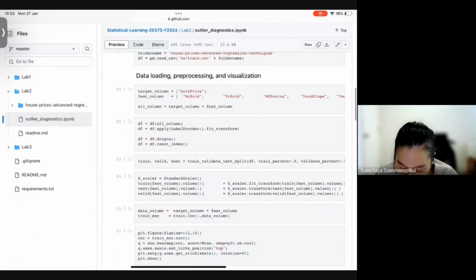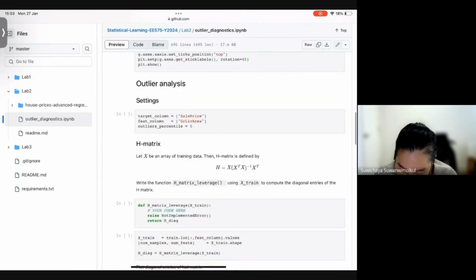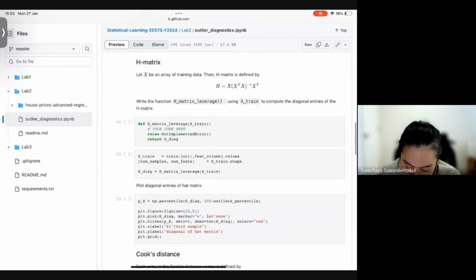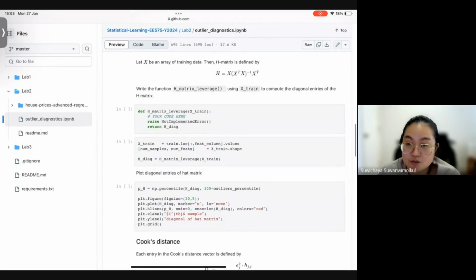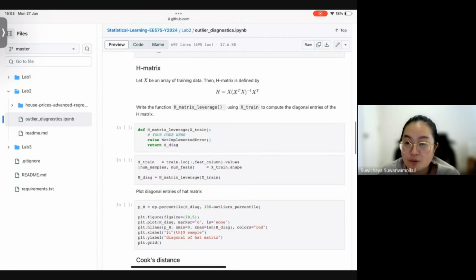Then if you scroll down, you will see that what I would ask you to do here is to write the code for the hat matrix, and you need to return the diagonal of the H matrix. You can try. It's not that difficult. You can just plug in the formulation.